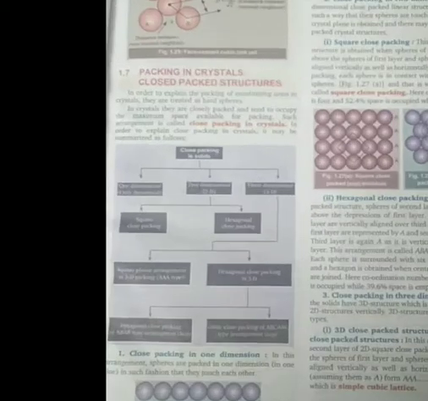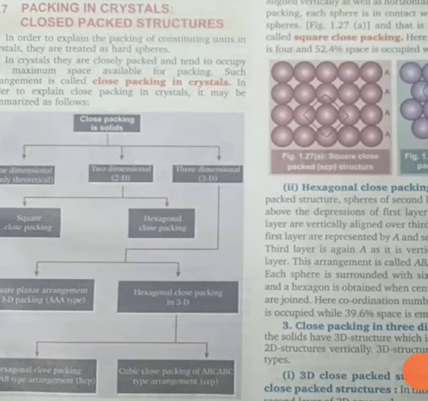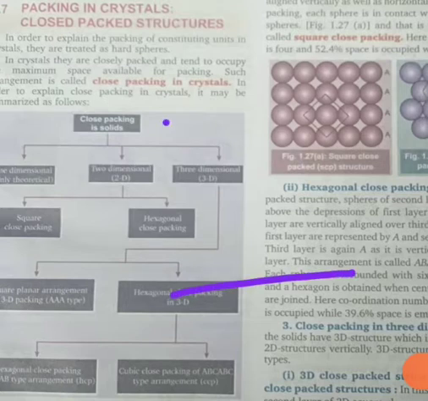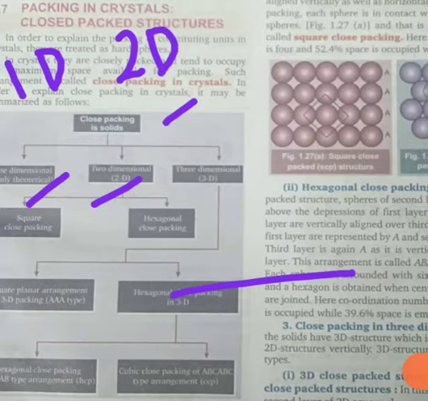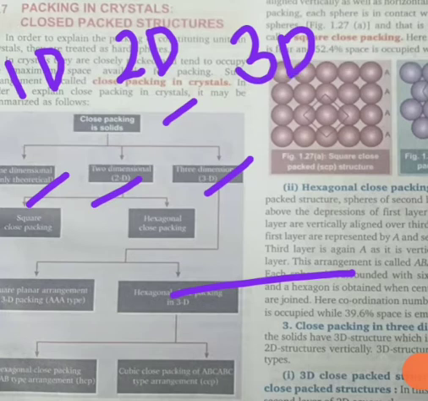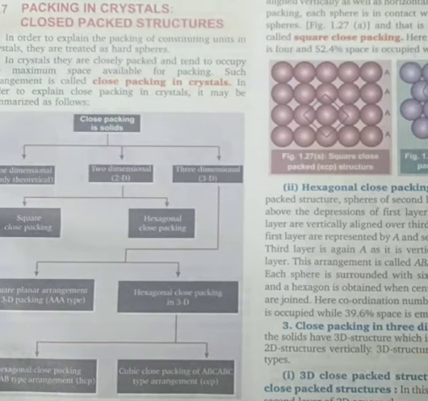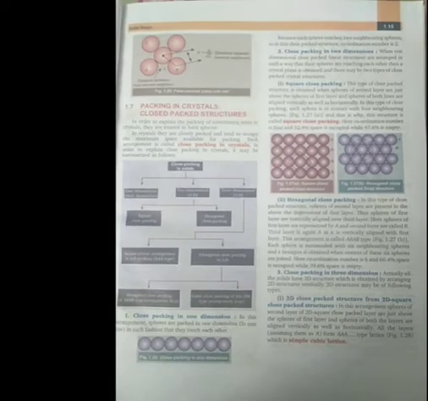So here you can see this chart: close packing in solids. For this, there are 3 types of close packing. The very first is one dimensional, which can be represented like this. The second is two dimensional, which can be represented like this, and the third is three dimensional, which can be represented like this. And further they are classified.